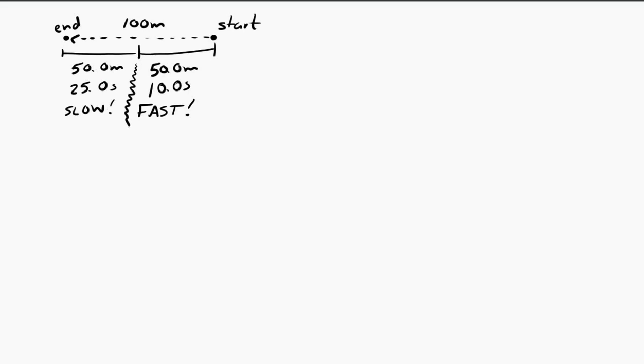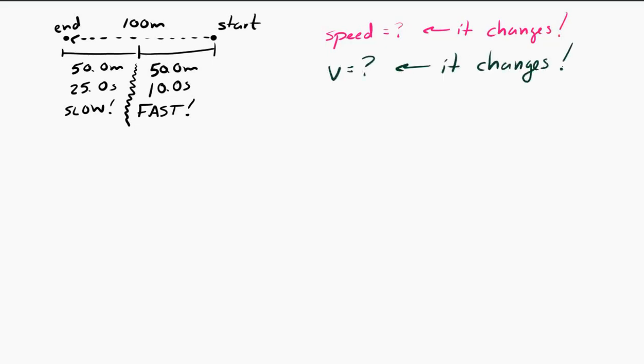So clearly, if I asked you what the speed was, it would be difficult for you to answer that because you didn't have the same speed the whole time. Same with velocity. If I asked you what your velocity was, well, your velocity changed. So we need a quantity that will sort of average everything out. And that's why we have average speed and average velocity.